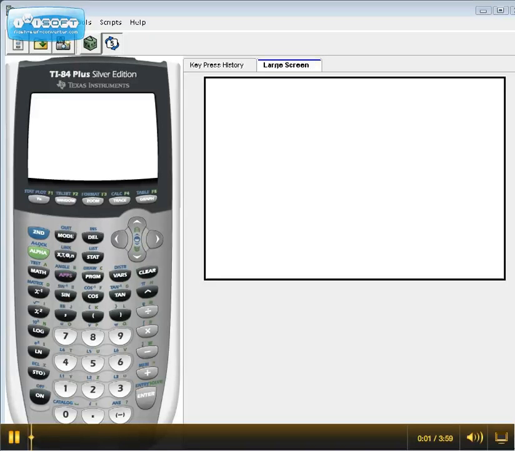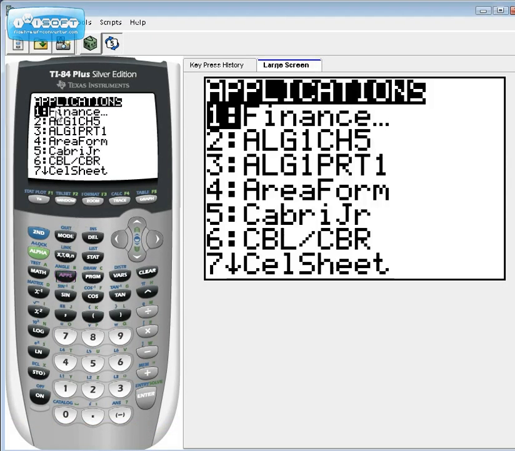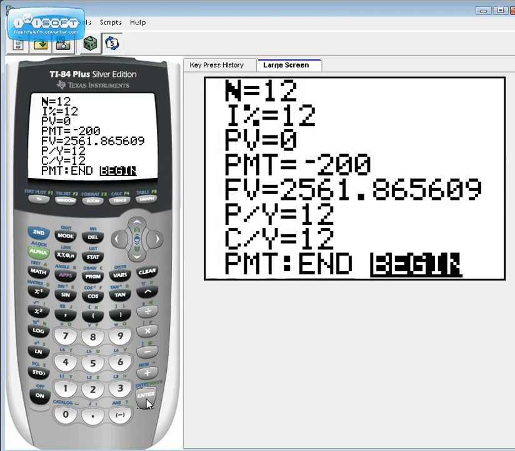Here's a quick review of how the TVM solver works on the TI calculators. First, you hit the Apps button, and you see the first option here is Finance. So I'm going to hit Enter, and the very first application here is the TVM solver. So I hit Enter again.